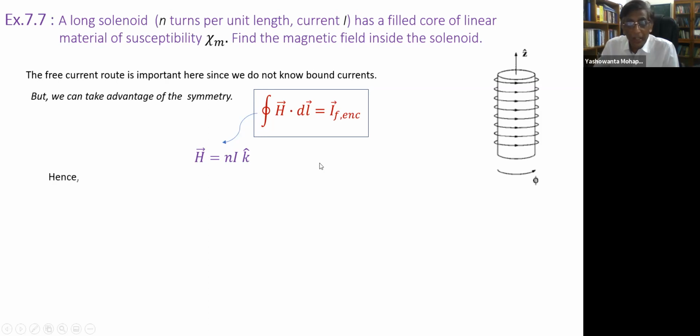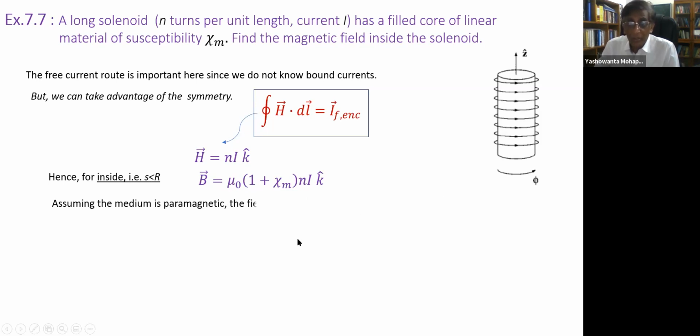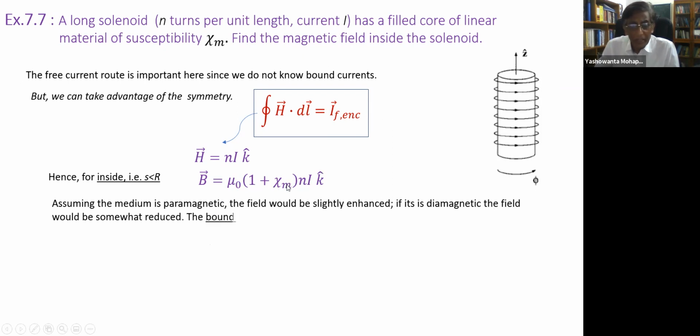All right. So inside, that is for s less than R, we can always write down B is equal to mu naught (1 + chi m) times H. Since I know H, I can write down mu times H, and now I know B. So assuming the medium is paramagnetic, that would be slightly enhanced because chi m is positive. If it is diamagnetic, then chi m is negative, so it will be slightly reduced.